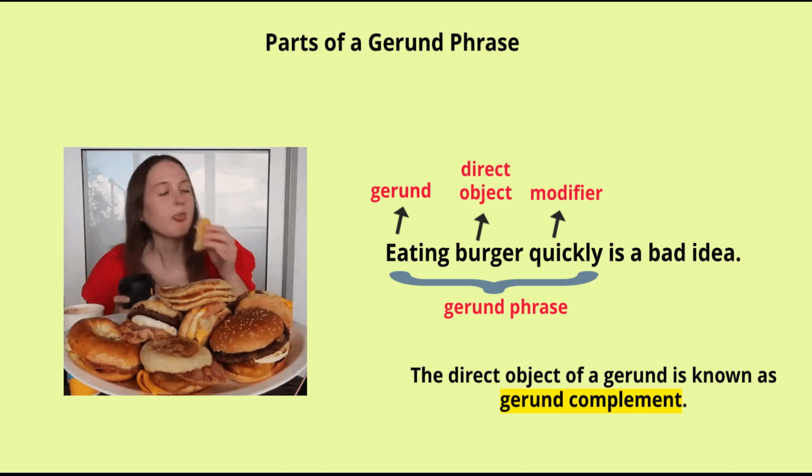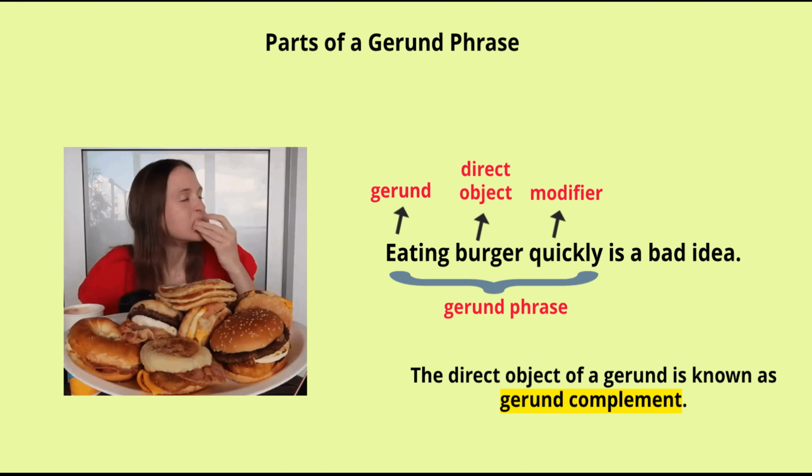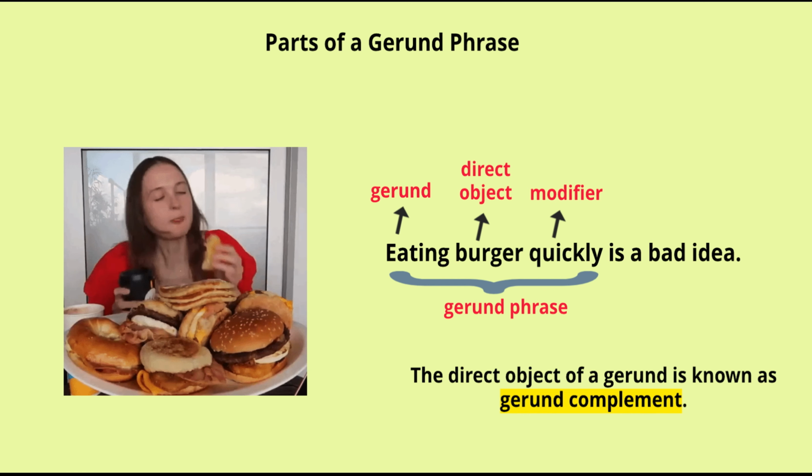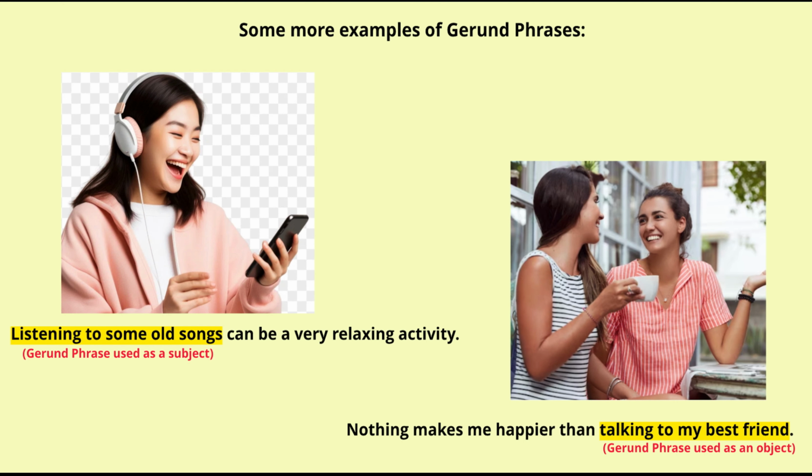The direct object of a gerund is known as the gerund complement. That means burger in the sentence is called the gerund complement. Eating a cake quickly. So cake will be the gerund complement. Example like taking a drink. So drink would be the gerund complement. Painting a fence. So fence would be the gerund complement as it is the direct object. Some more examples of gerund phrases.